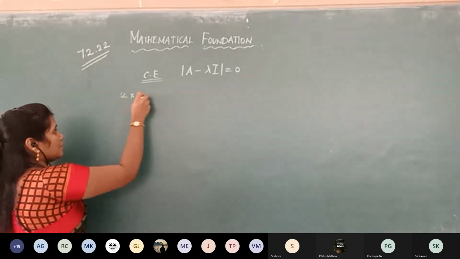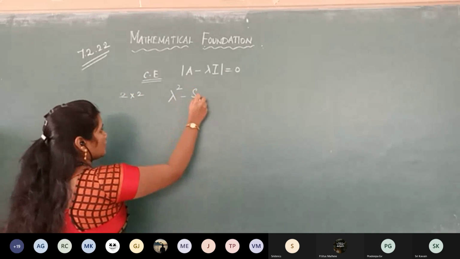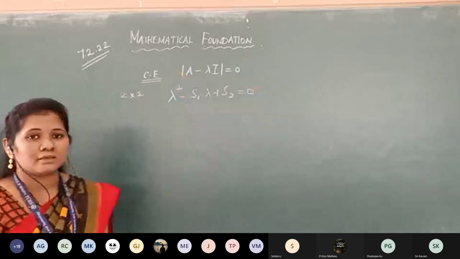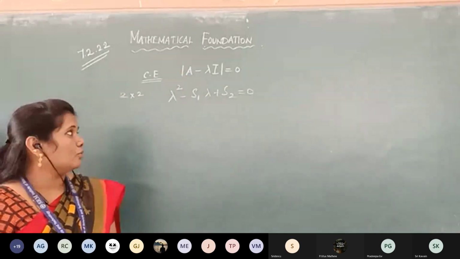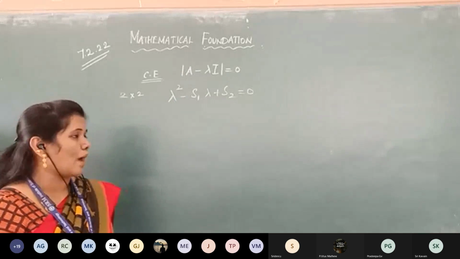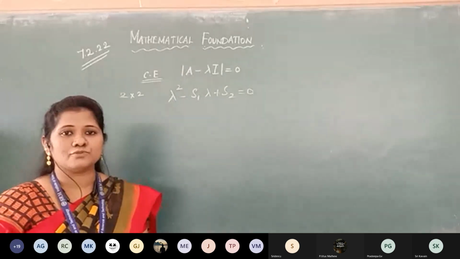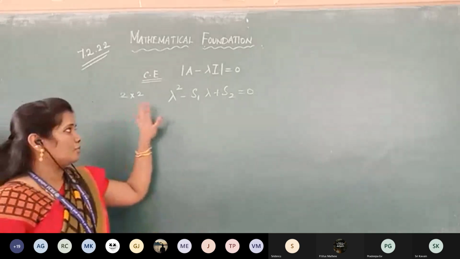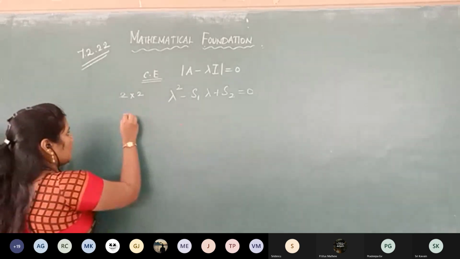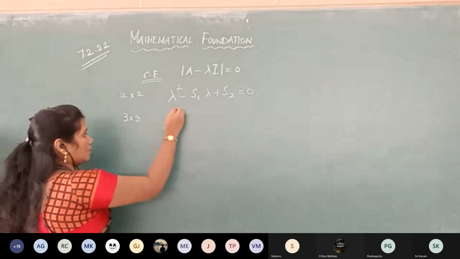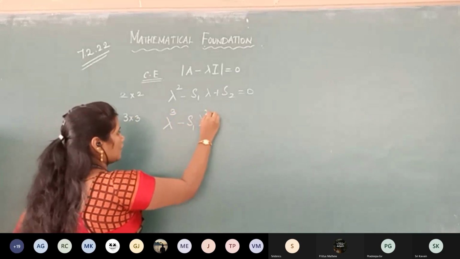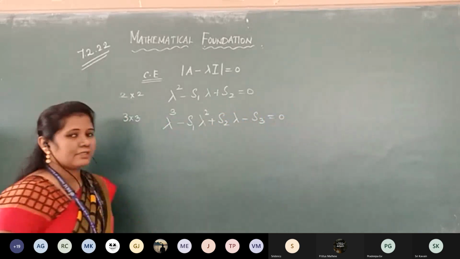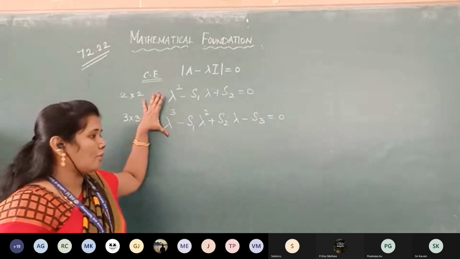For a 2 cross 2 matrix, it will be lambda square minus S1 lambda plus S2 equal to 0. I am repeating this characteristic equation again and again so that you will remember. At no cost must you forget this formula. If you forget this formula, you won't be able to do this full topic, whatever is there in matrices. For a 3 cross 3 matrix, the formula will be lambda cube minus S1 lambda square plus S2 lambda minus S3 equal to 0. Definitely you have to know these two formulas.